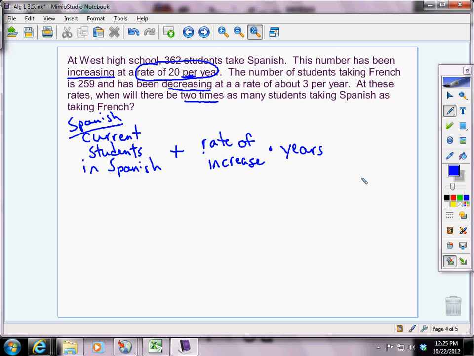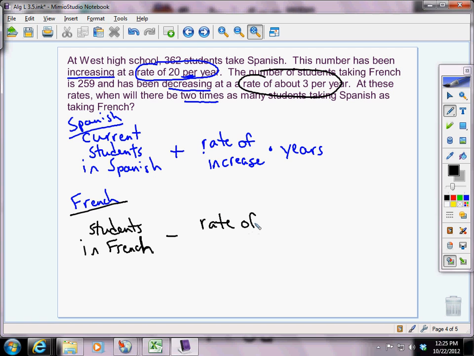Now French, in French class, we still have our current students taking French. Current students is fine. And it has been decreasing. When we talk about decreasing, what should we think of? Subtraction. And it gives us again our rate. So we're going to subtract off our rate of decrease, and we'll multiply that again by the number of years.